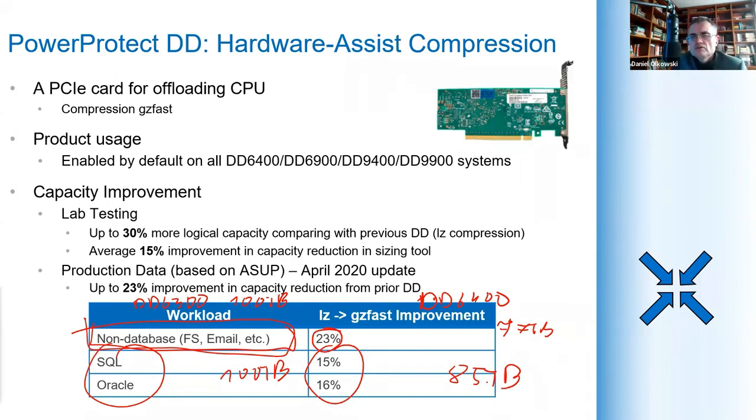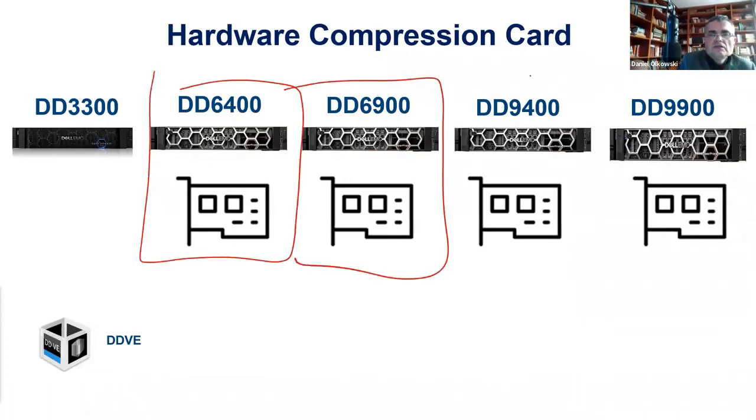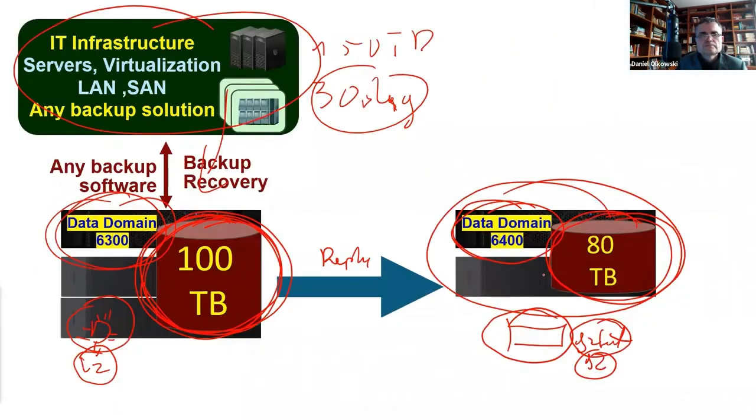I don't tell you something from theoretical. This is just practical, how much it's better. Those compression cards that it has, DD6400s, DD6900s, 9400s, and 9900s. So please remember about this one, huge value.